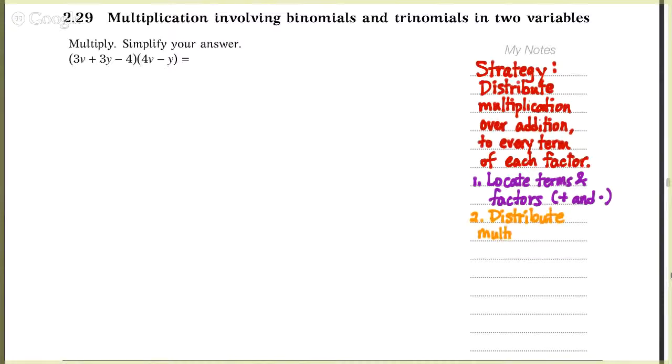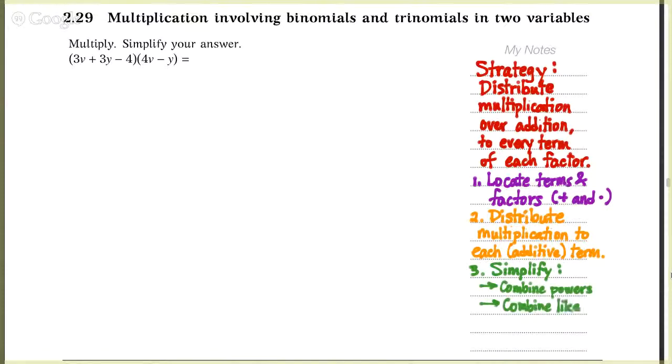Once we know where the terms and the factors are, we're going to distribute. Specifically, we're going to distribute the multiplication that's happening to each additive term. So every term from the first expression will get multiplied by every term from the second expression. Once we've done that, our parentheses will all go away, and then it's just a matter of simplifying the way that we did before by combining powers and combining like terms. So let's start by locating the terms and the factors.